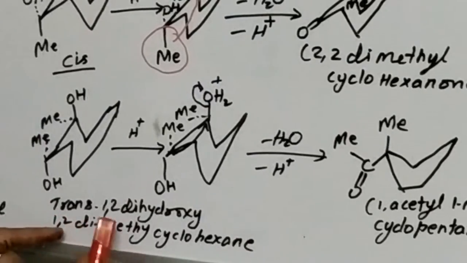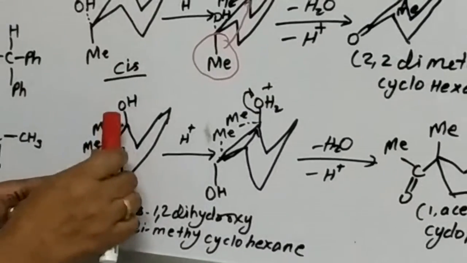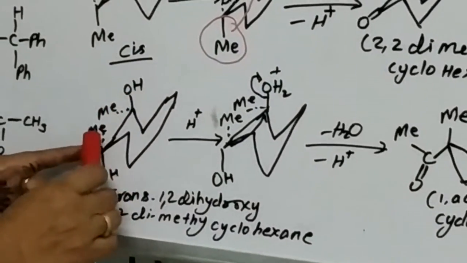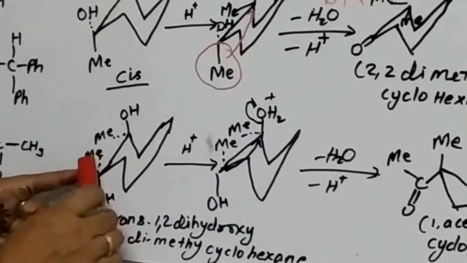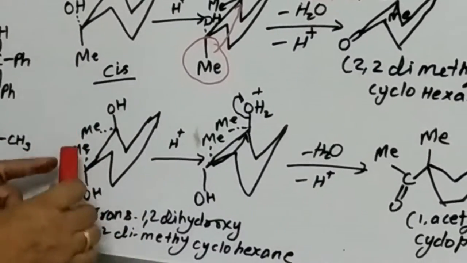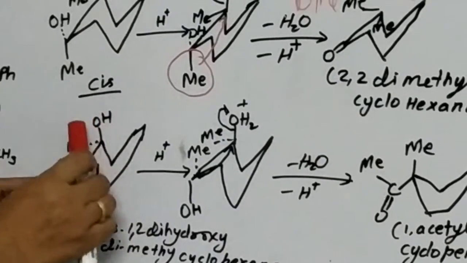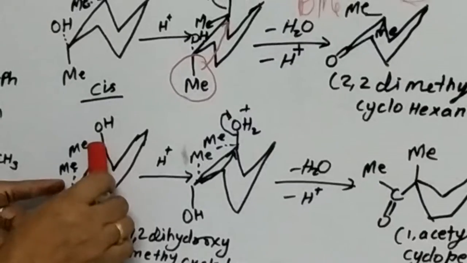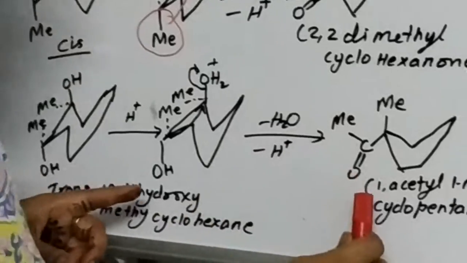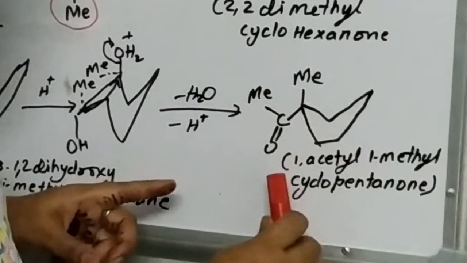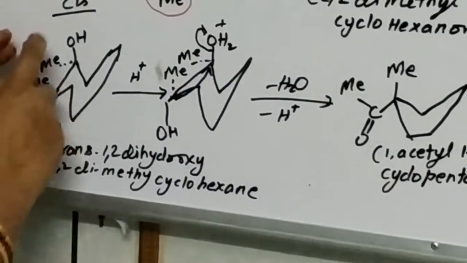Whereas in the case of the trans derivative, meaning trans 1,2-dihydroxy-1,2-dimethyl cyclohexane, this is the trans derivative. In this, the OH leaving group and the migrating methyl group are not in trans position. These are in cis position. Therefore, the methyl group will not migrate to the carbonium ion produced by the removal of this OH. In place of this, we get 1-acetyl-1-methyl cyclopentane, or we can say contraction of the ring size.